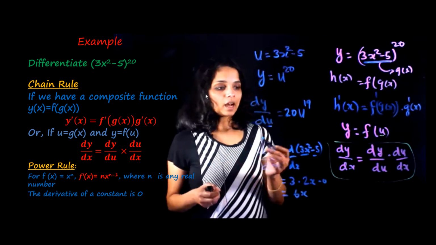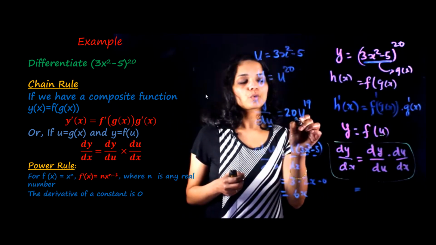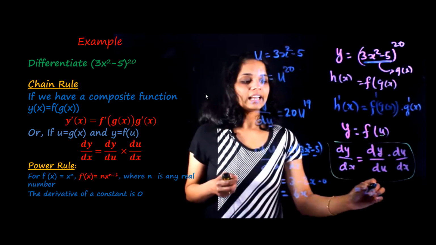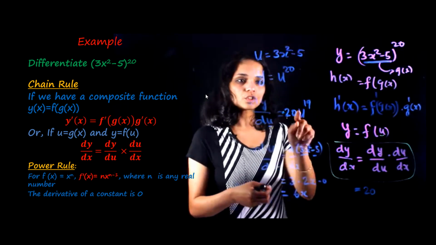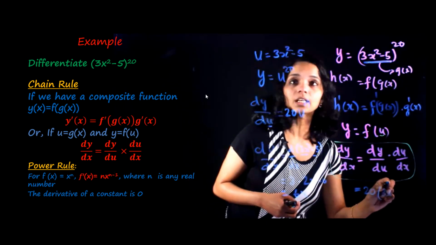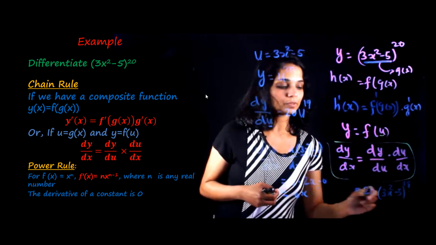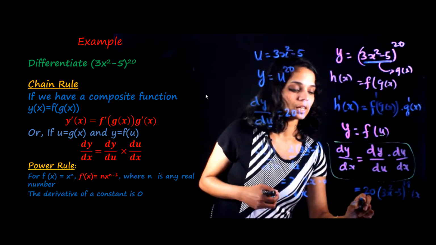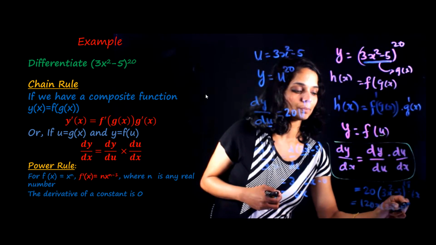Now we're going to substitute back in here. dy on du is 20 u to the power 19. When you write this, don't leave u, because u is something you defined. The question originally didn't have that, so you need to substitute back the function we had in the question: (3x squared minus 5) to the power 19 times 6x. Or this is 20 times 6, which is 120x, times (3x squared minus 5) to the power 19.